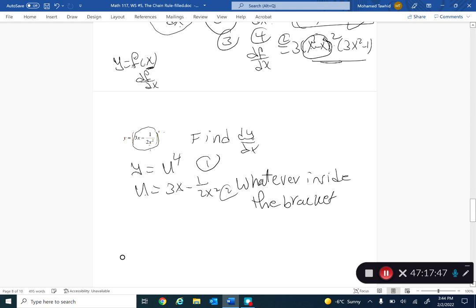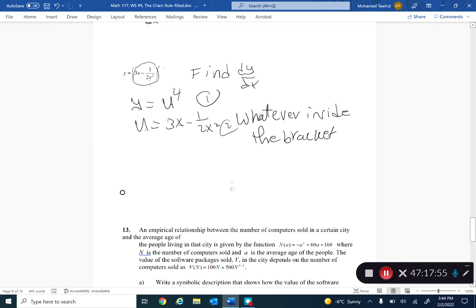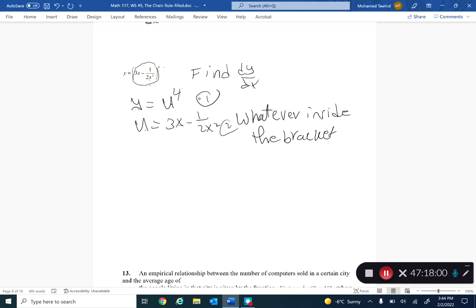Now I need to get dy by dx. So y now becomes a function in what? In u. y is a function in u. u is a function in what? A function in x. So it's easy to take the derivative of y in equation 1. dy by du is very easy to take, which is 4u to the power 3. 4, that is your n, I put it in front, n minus 1, 4 minus 1, which is 3. I call this equation 3, right?